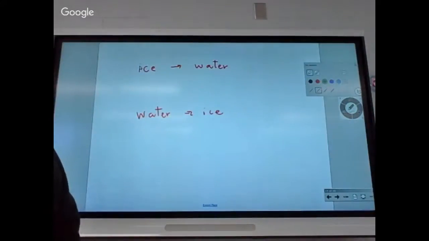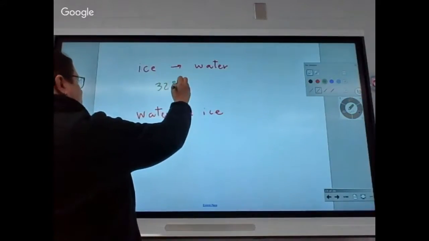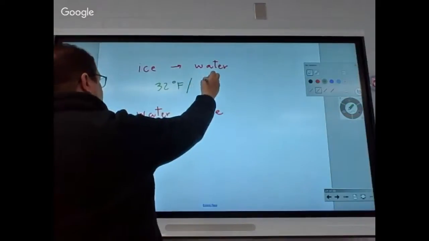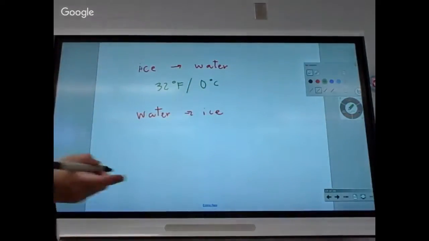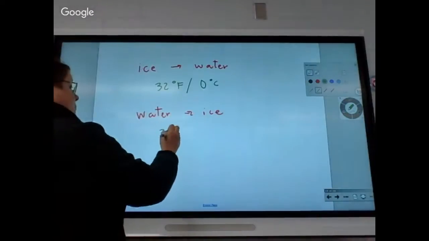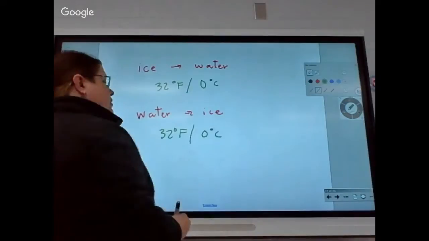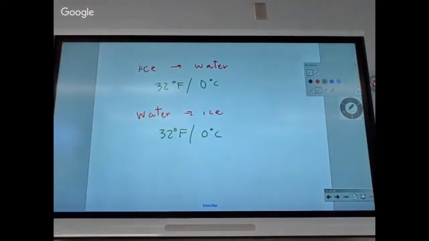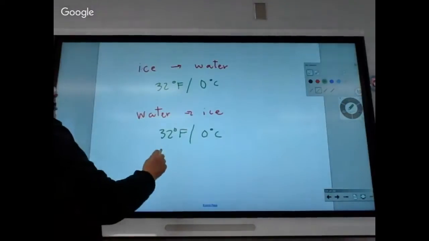And you guys said what? 32 degrees Fahrenheit. And what's the Celsius temperature? 0. And then I said, what temperature does the water change back into ice? And you said it was the same temperature. So I said, the thing to keep in mind, and I'm going to say this lots today because we're going to talk about a graph and we're going to illustrate it on that too, is temperature doesn't change.